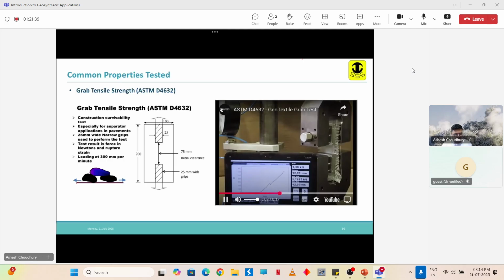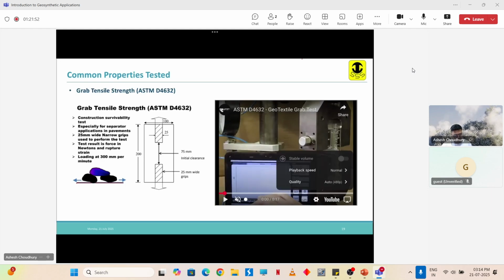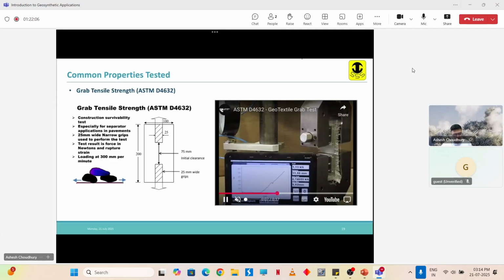Here it is pulling on the right side. I'm going to make it slower. So this is my sample on the right side. This white color is my sample, and we are pulling it. So initially the graph is rising, rising, and then it will have a sharp drop. That means the sample has failed. The maximum that has been reached is my tensile strength.